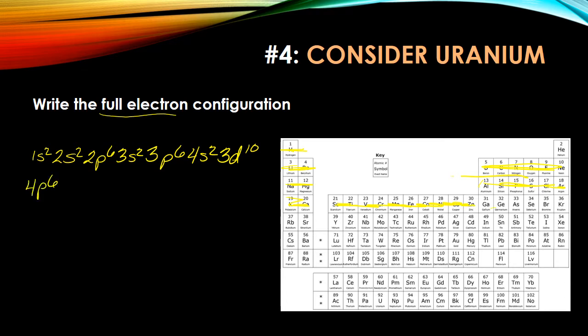4p6. 5s2. 4d10. 5p6. 6s2. Oh, we should probably locate uranium. That kind of might be helpful. Uranium is right there, by the way. Okay, so we still have more to go. All right, 6s2.